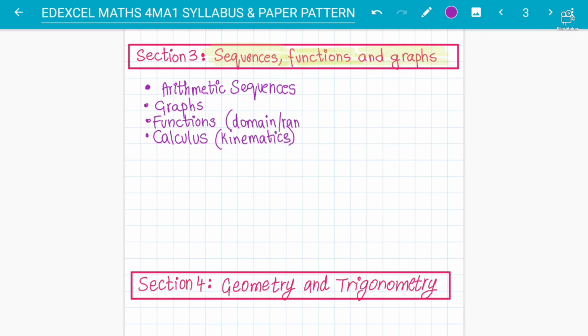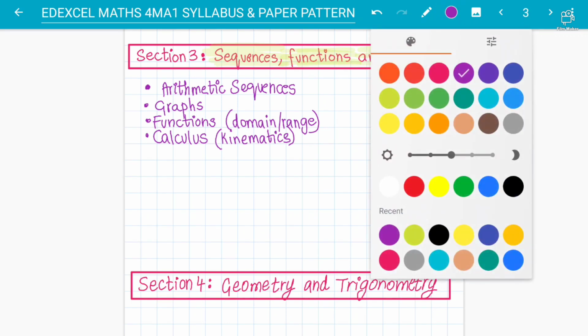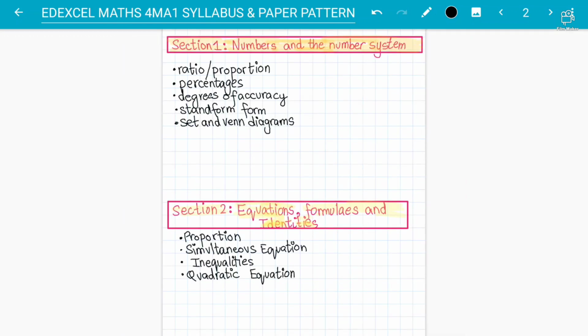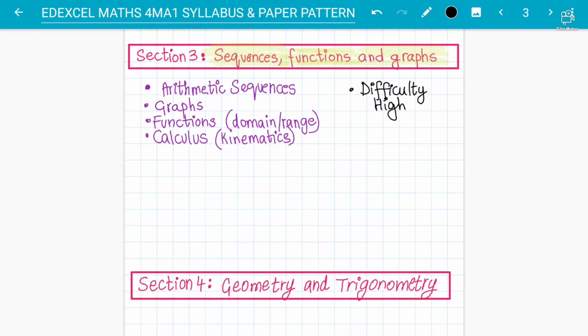This section requires a lot of time, and I would suggest spending 1.5 months on it to get a better understanding, because a lot of difficult questions come from this chapter. So the difficulty level is high here, and medium for sections number 1 and 2.